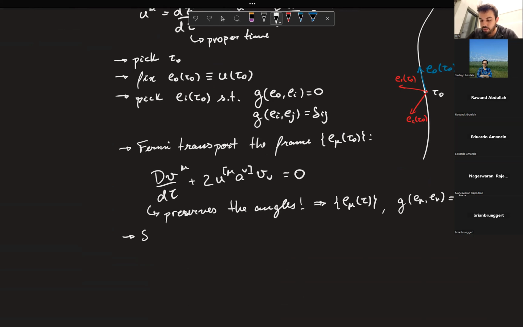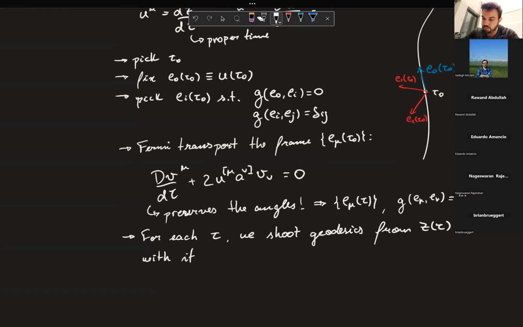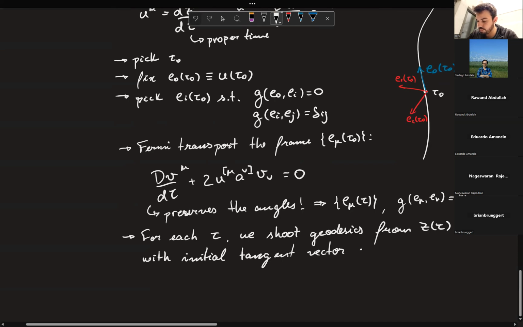Next up, we'll shoot geodesics. So what do I want to say for each tau? So we shoot geodesics from z of tau with initial tangent vector given by v, which is xi e_i of tau. So basically, you shoot geodesics in all the directions orthogonal to your forward velocity.